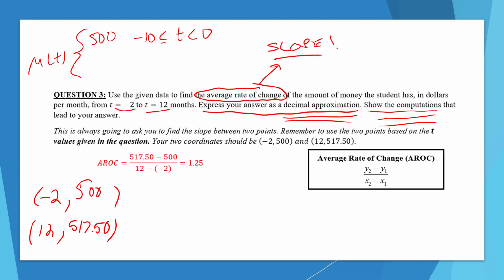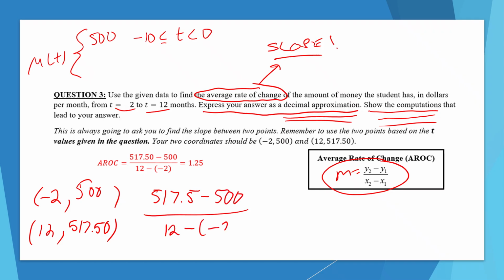And then we need to plug this into the slope formula. Remember, average rate of change, or slope, is y2 minus y1 over x2 minus x1. I've had people flip the numerator and denominator, so just make sure you don't do that. Looking at that, we should get 517.5 y2 minus 500 y1 over 12 minus -2. This should give us 17.5 over 14. Here, a lot of students will or could just leave it like this. This would be wrong because even though that's the correct fraction, we want a decimal approximation.